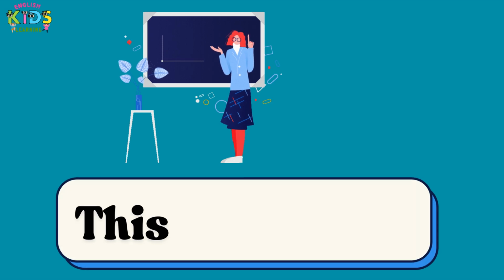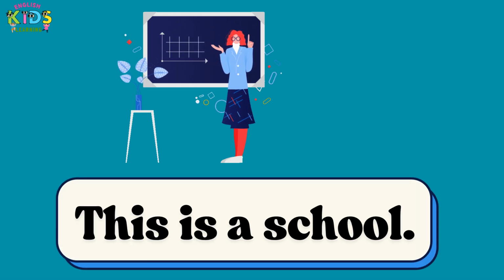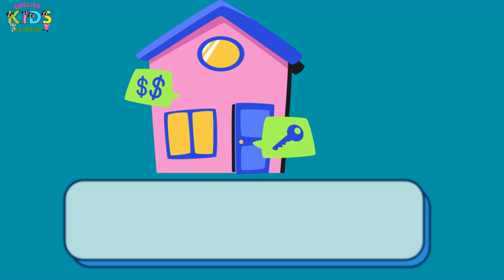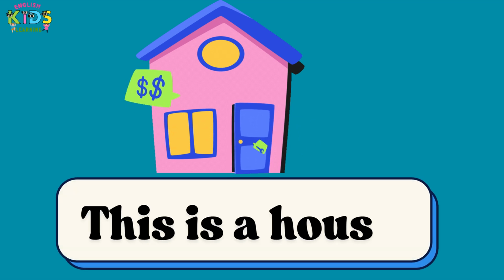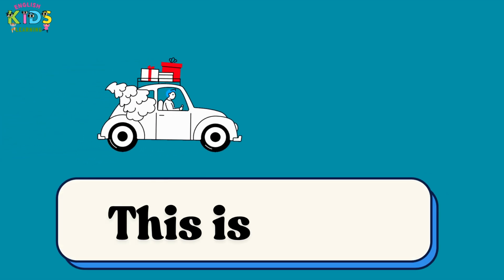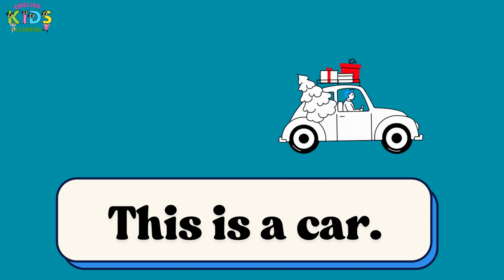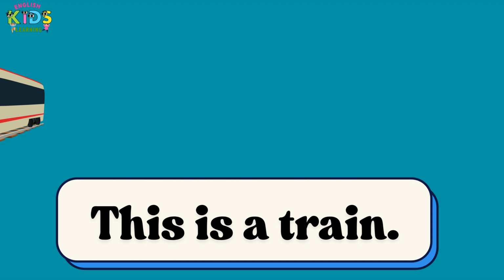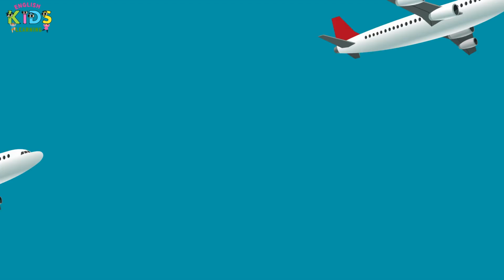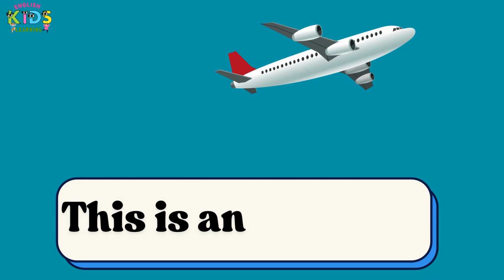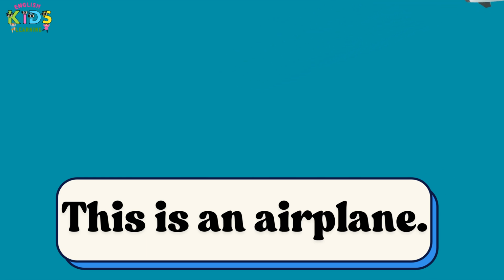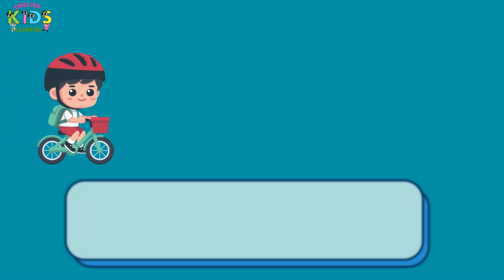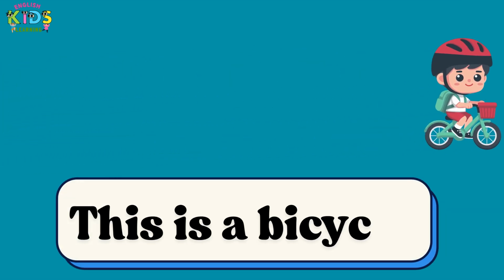This is a school. This is a house. This is a car. This is a train. This is an airplane. This is a bicycle.